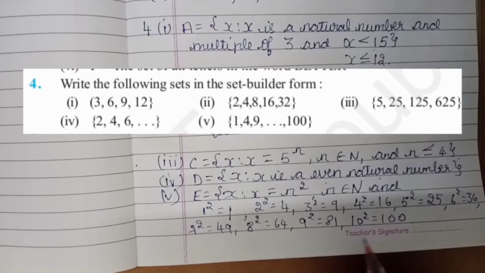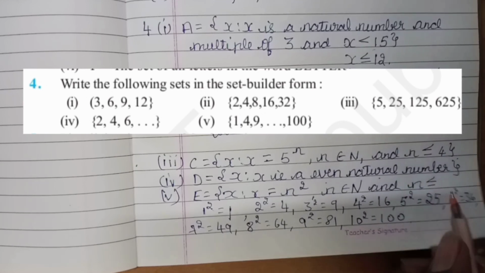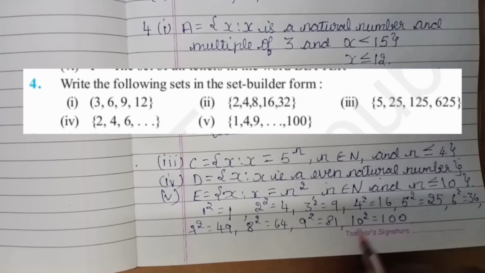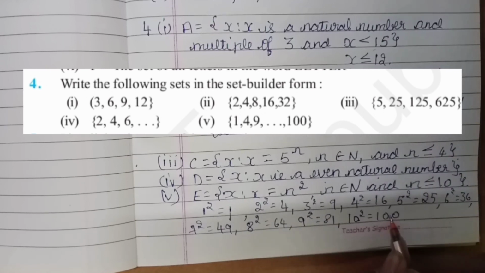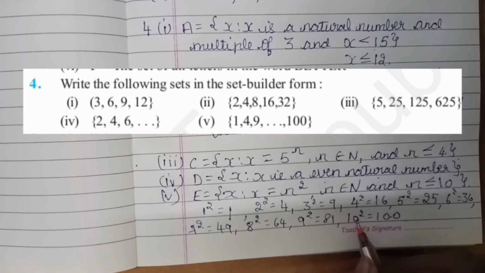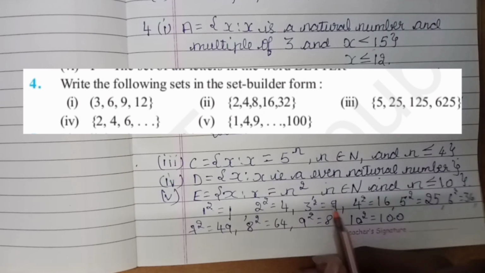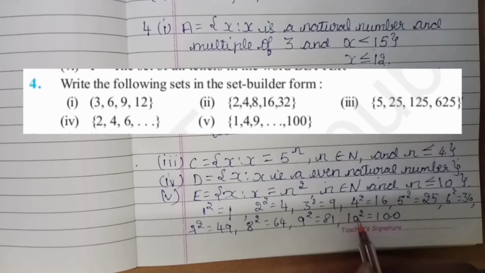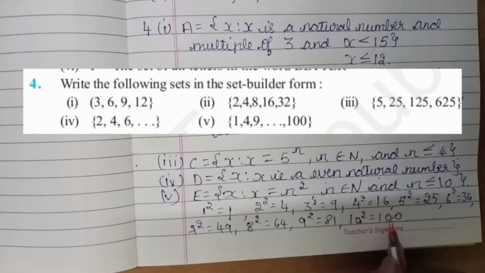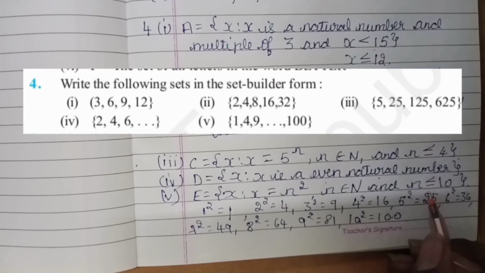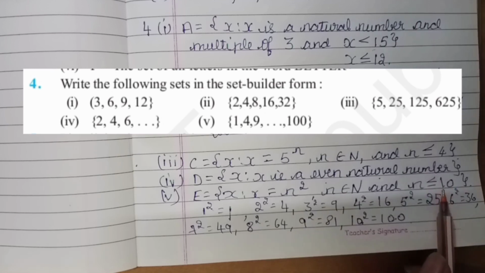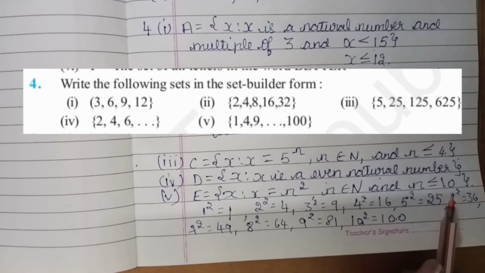So the last element is given as 100 and the first element is 1. Therefore n should be less than or equal to 10, because in the n value we are applying 10, we are not applying 100. 100 is the answer. 10 is the number you are putting in the place of n. You are not applying 100 in the place of n, you are applying 10. So n should be lesser than or equal to 10. Equal to is included because 10 is an element present in the set.